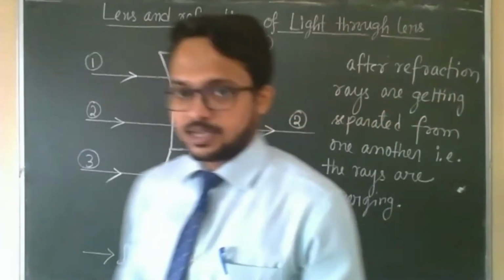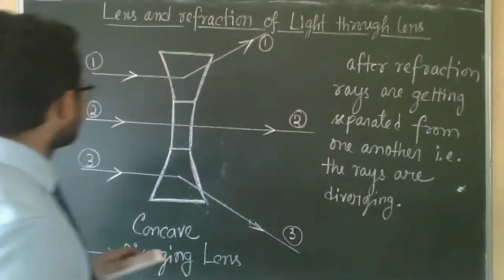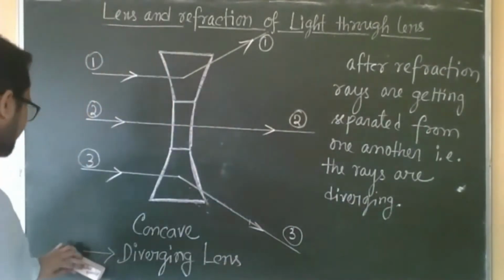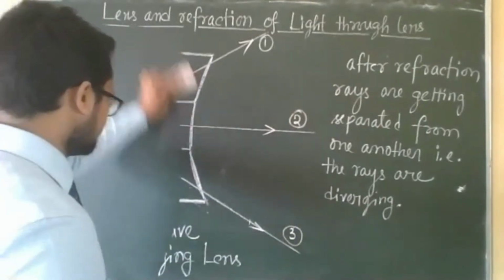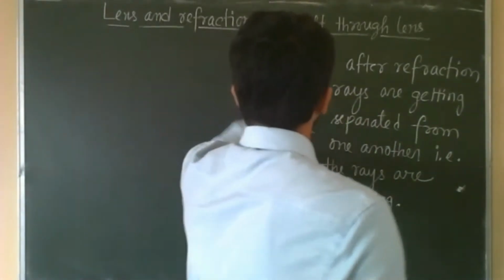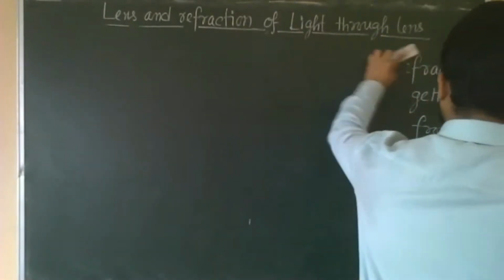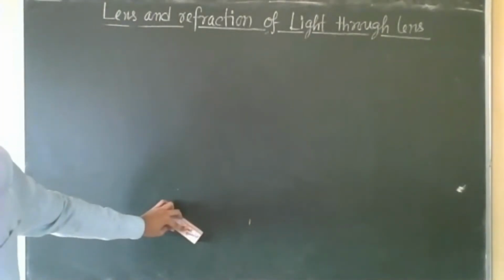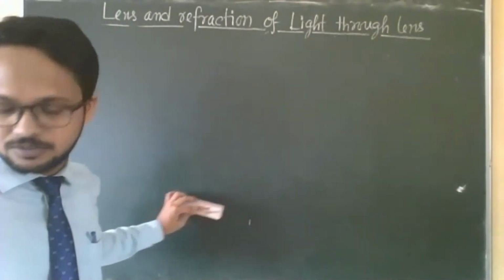Clear? Okay. Now we will see different technical terms related to lens. Just mark those terms and read the definitions. So the first term is center of curvature. First term, page number 105.